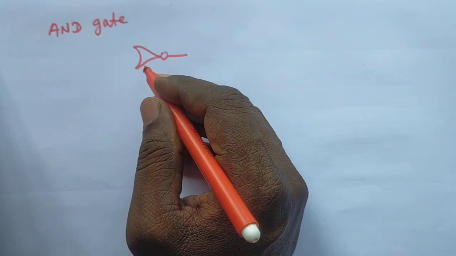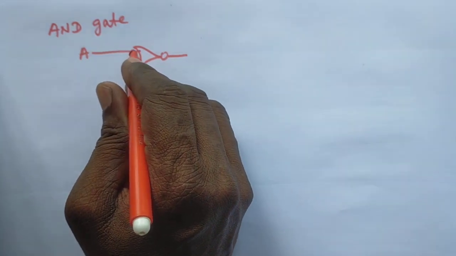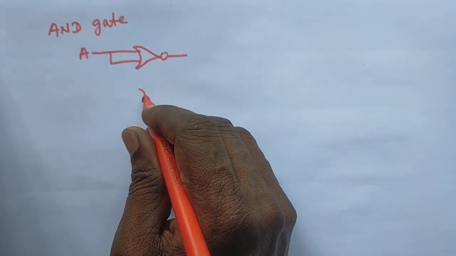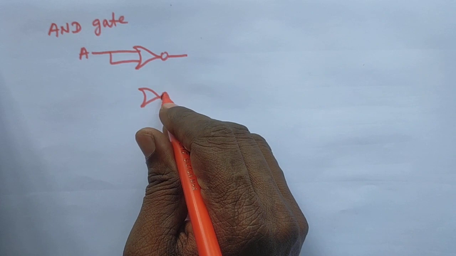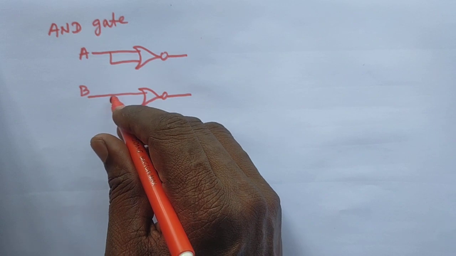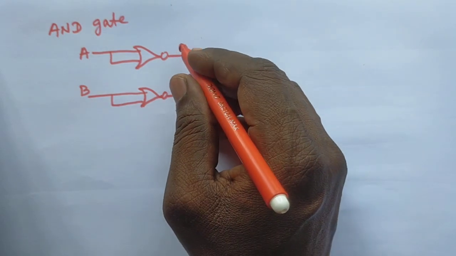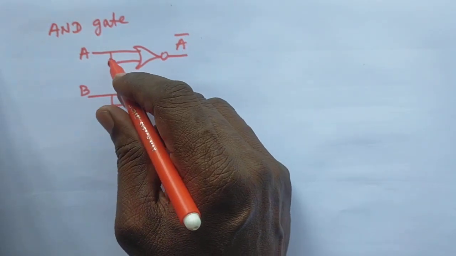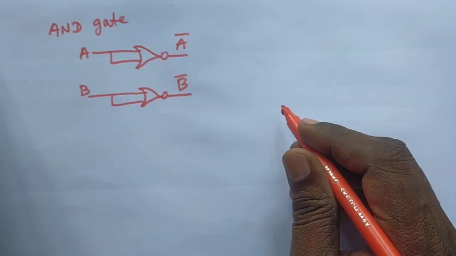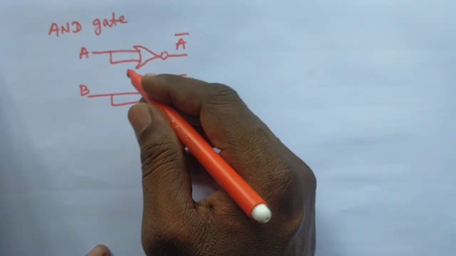One input is A and another input is also A. Similarly, one input is B, and another input is also B. That means whenever the NOT comes here, what you write here is A complement, because A plus A, complemented, gives A complement. Similarly here it is B complement. A complement and B complement are the outputs from these logic gates.